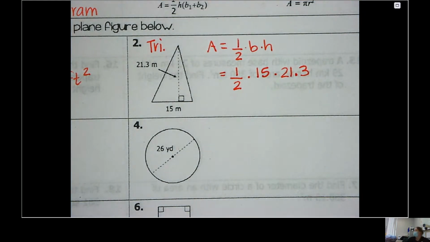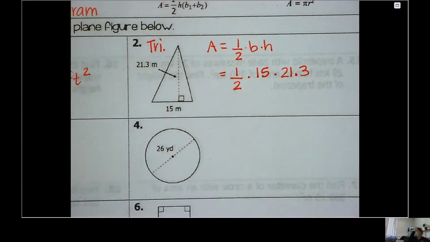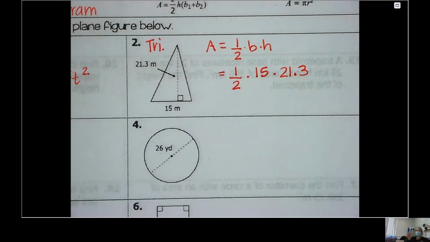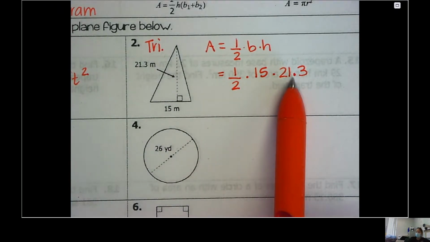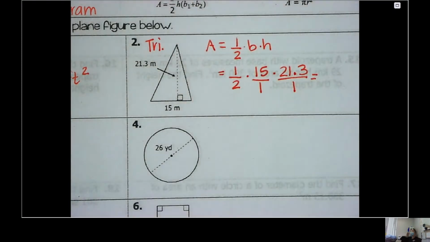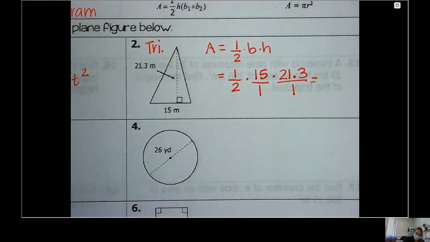Now, when you do these types of problems, there's a number of different ways you could do it. But what I like to do is I make all of my problems into a fraction. And the reason I do that is because right now, 1/2 is really easy. But pretty soon, we're going to have some problems with like 4/3, 3/4. And using those really weird fractions, it's good to just get into a habit of making all of them a fraction. So this first one's a fraction. How do I make these two into fractions? Put them over a 1. And then all I'm going to do is I'm going to multiply straight across on the top and then straight across on the bottom. Okay? So on top, you're going to do 1 times 15 times 21.3. And tell me what you got.